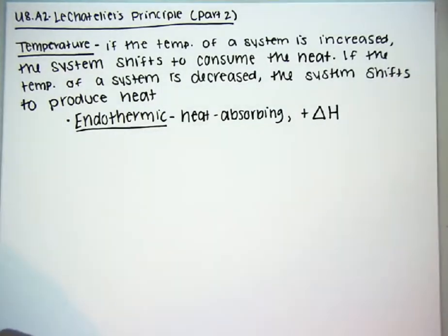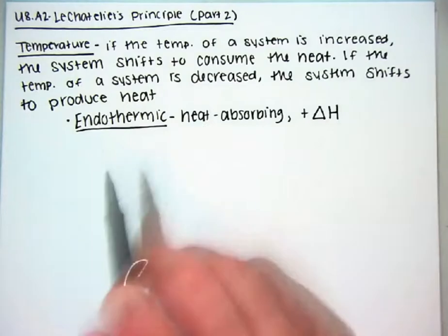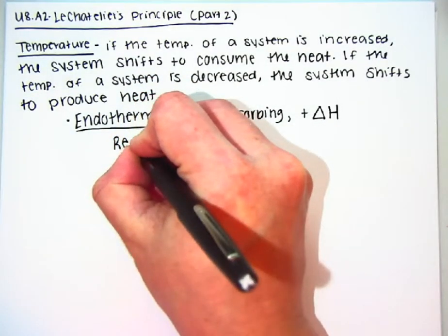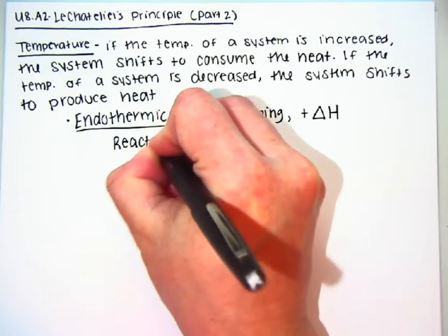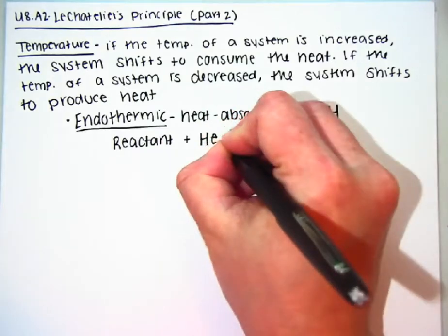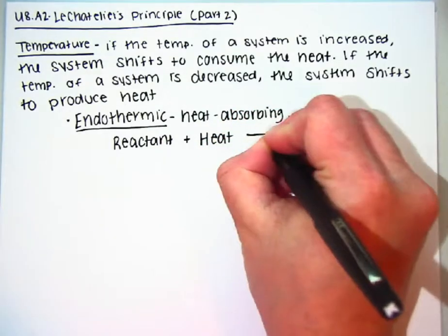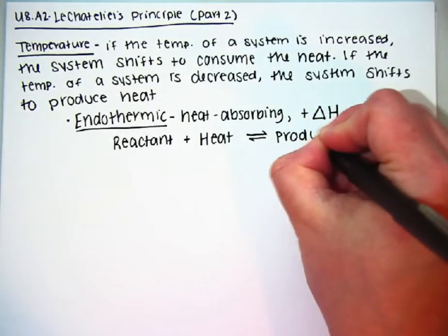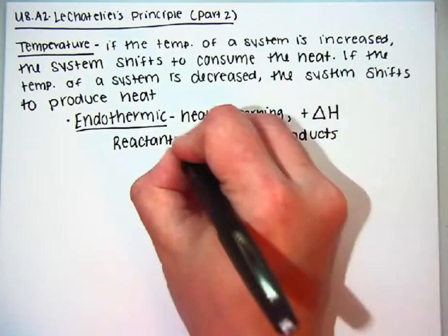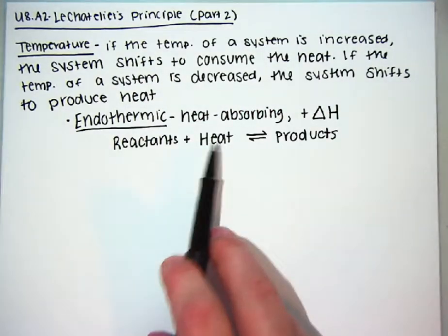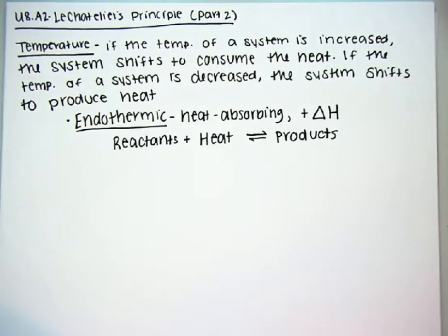Well, why does this matter? If a reaction is endothermic, it's taking heat in, we are going to think of heat like a reactant. That means that heat is going to be on the left-hand side of the arrow with the reactants. So if it's endothermic, it's heat absorbing, it takes heat in. Heat is on the left-hand side of the reaction.